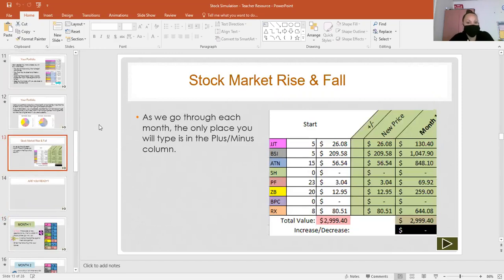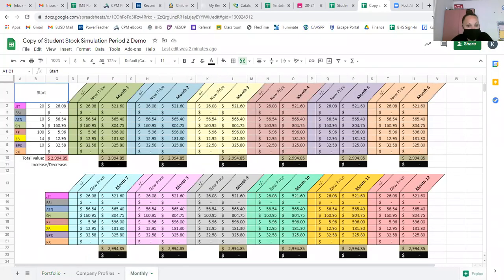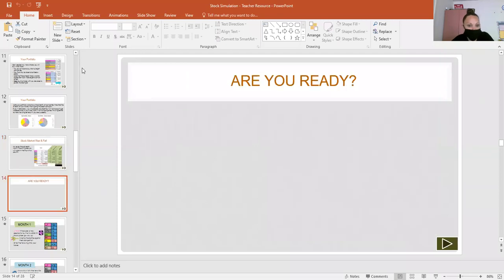So what you're going to do as we go through the month, you will only type in the plus or minus column. So if you go back to your sheets, I think it's that third sheet down at the bottom. For monthly, you are only typing in each of these plus and minus columns as we go through it. That's the only place you will be typing, and it will do the work for you. So, are you ready?